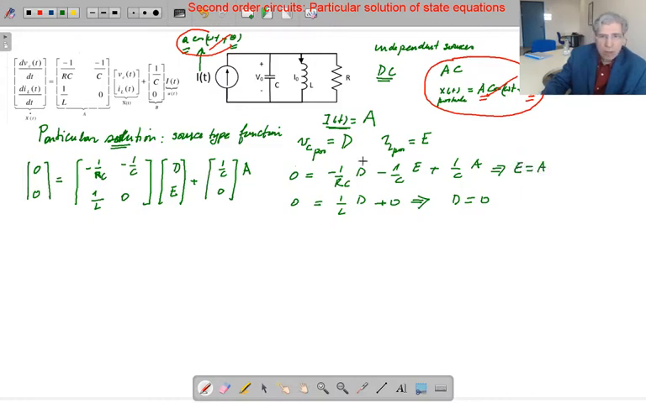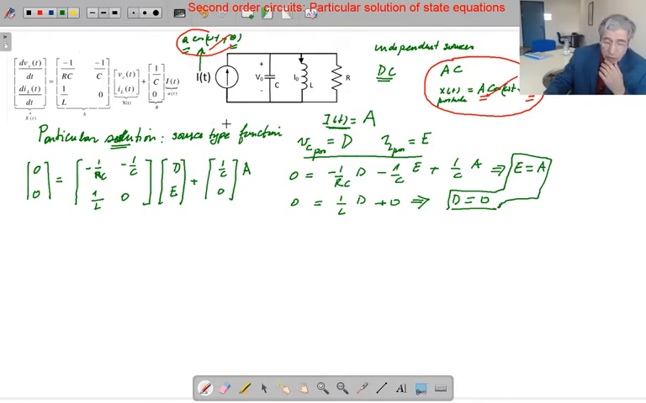So I said I was going to calculate those two, which are the particular solution, and I found those two. So we're finished. This is the particular solution. A is known as an independent source, the current source value. So that is how you can calculate the particular solution in the differential equation course, as you have done it in the differential equation course.